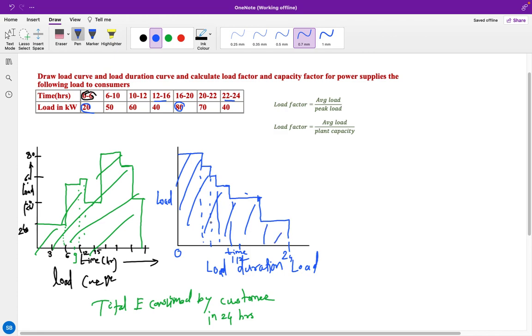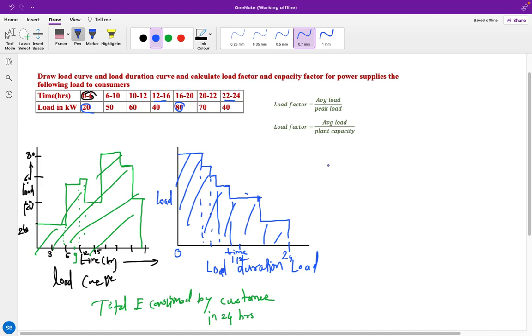Okay, this means the total energy consumed is not going to change. The total energy consumed by the customer will be constant. Only the shape or the arrangement of the load is going to change. So that is our first bit of the numerical.